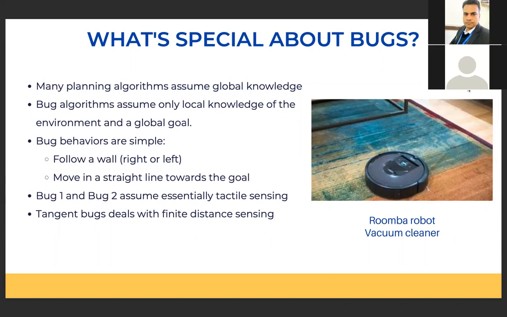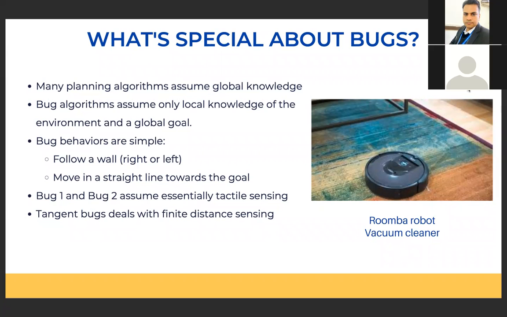And we don't care what environment we have around us. The environment is something very random. We have to go from point A to point B and navigate around it. We should not hit any obstacles, and we should find a collision-free path to the goal. So these bug behaviors are very simple. They have two motion primitives, like I said. They will either follow a wall, left or right, or they'll move in a straight line towards the goal. So we'll look at different bug algorithms.